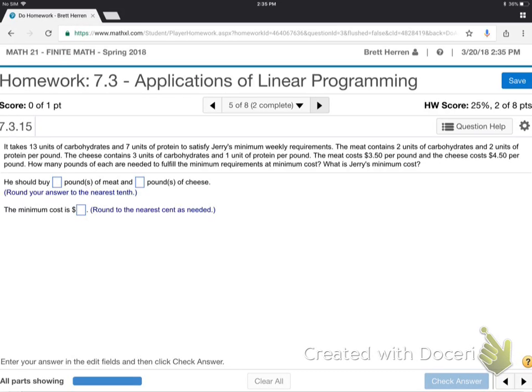Okay, it takes 13 units of carbohydrates, 7 units of protein, whatever, blah, blah, blah. Where do we start? Let me let you start rather than me doing it. I think you'll get more out of it if I give you a minute. We don't have a lot of minutes. Let me give you 1 or 2 minutes.